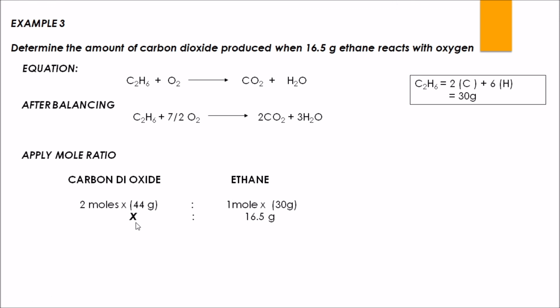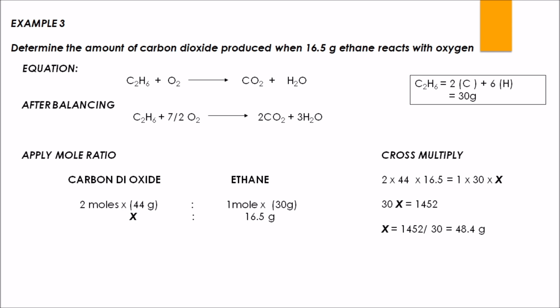In the second step, we have to find carbon dioxide, so we call it x. How much mass is given? We are given 16.5 grams of ethane. Always remember one strategy: first we write the things given from the equation, and the second step is from the question. Now we cross multiply all the values in the same manner that we did, and we find the value of x. The value of x in this case is 48.4 grams. So the given 16.5 grams of ethane produces 48.4 grams of carbon dioxide.